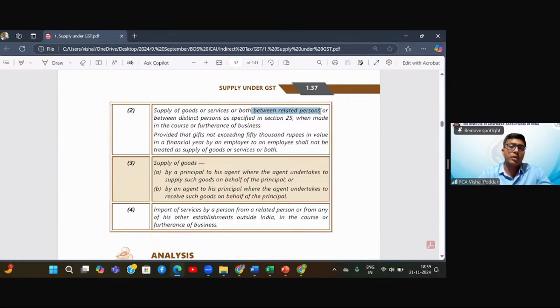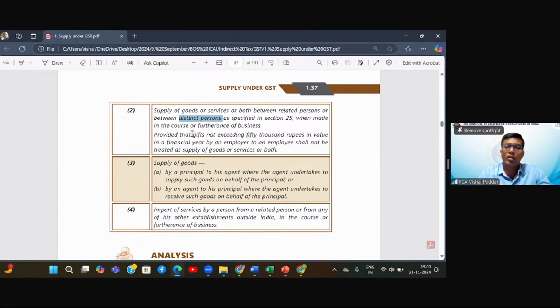बिटवीन रिलेटेड पर्संस। सो जहां पे रिलेटेड पर्सन एक दूसरे को कोई भी सप्लाई करेंगे, भले वो फ्री में कर रहे हैं, इट विल बी कंसिडर्ड एज सप्लाई अंडर शेड्यूल 1। या जहां पे गुड्स या सर्विस कौन एक दूसरे को दे रहा है? डिस्टिंक्ट पर्सन एक दूसरे को दे रहे हैं। हू आर डिस्टिंक्ट पर्सन? डिस्टिंक्ट पर्सन आर सेम पर्सन इन डिफरेंट स्टेट्स हैविंग डिफरेंट जीएसटी नंबर। So where the same person is having multiple GST number, he is called as distinct person, right? So the point is, distinct person means same PAN having multiple registrations.